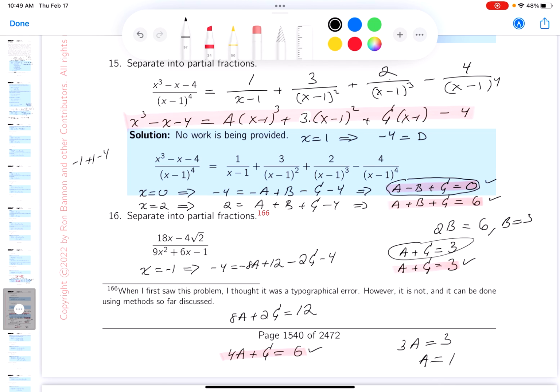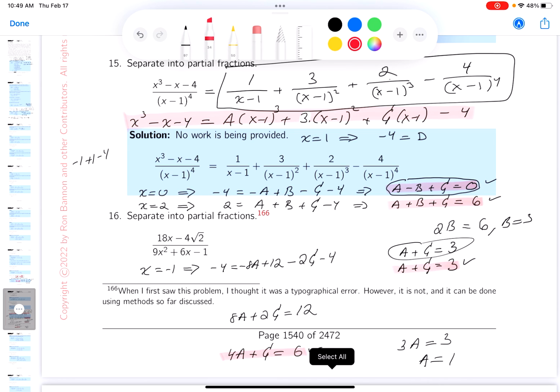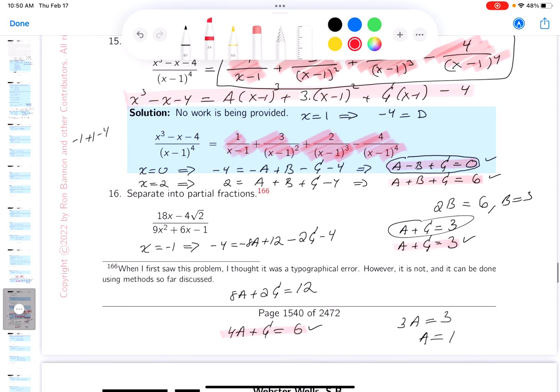Now, the question is, am I right? I don't know. Maybe I made a mistake. Maybe I did bad arithmetic. That's why we'd like to give you a key. See that? I see that. I see that. And I see that. All right? So I think I'm pretty good with that.